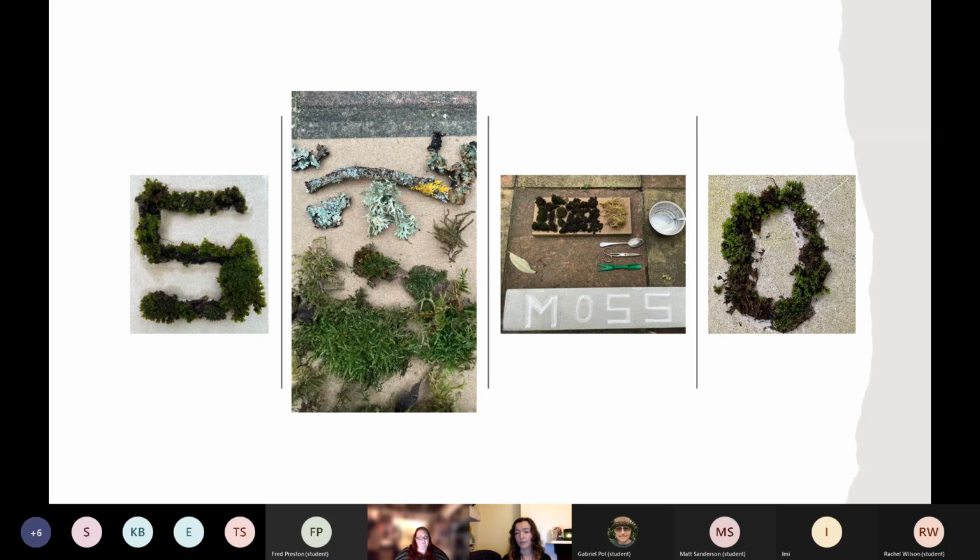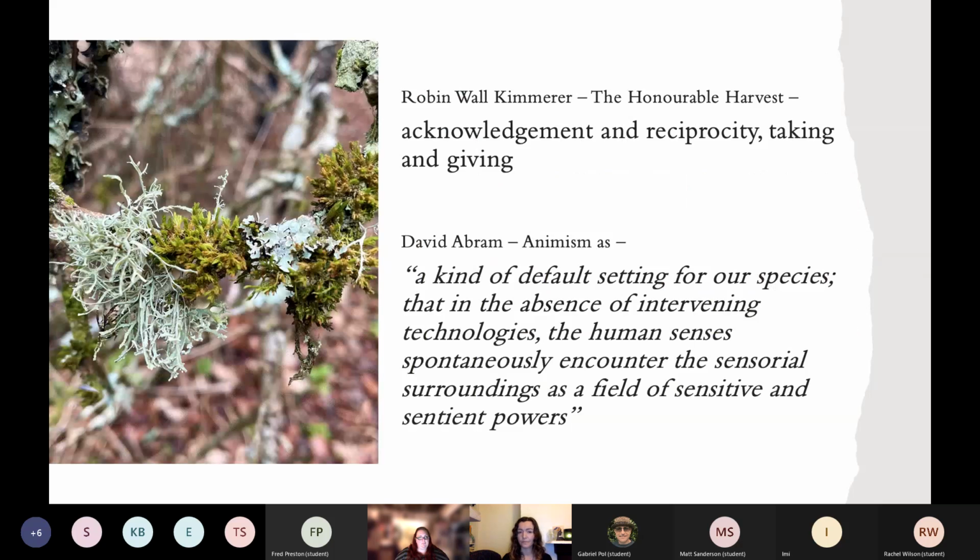Yet breaking the moss's natural forms to arrange it into the shapes of letters still did not feel right. Over time, I realized I needed to change my approach to carve indents in the stone that are shaped to the individual mosses so they could retain their existing form. Scientist and member of the Potawatomi Indigenous Nation, Robin Wall Kimmerer discusses the honourable harvest, which I encourage you to read. It involves acknowledgement and reciprocity, not just taking, but also giving.